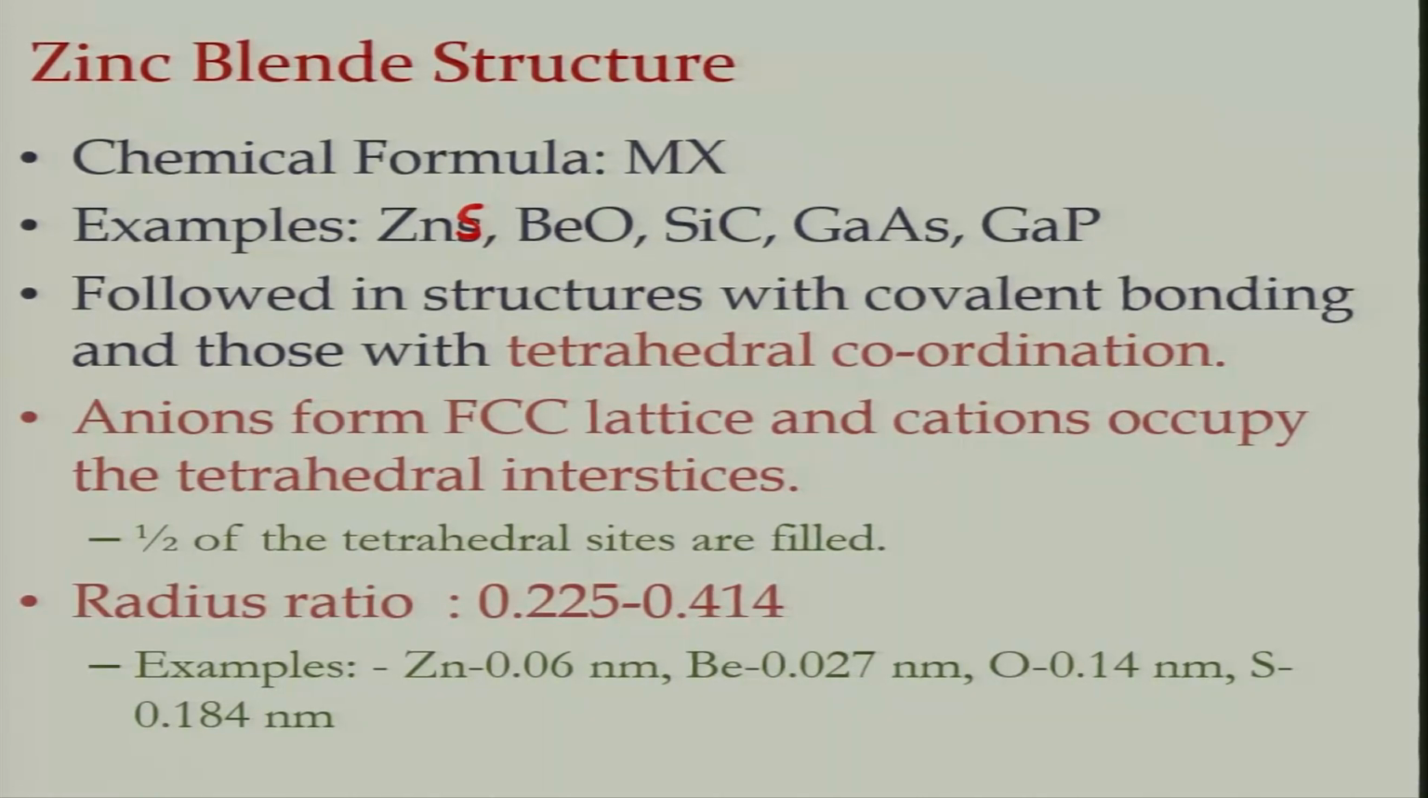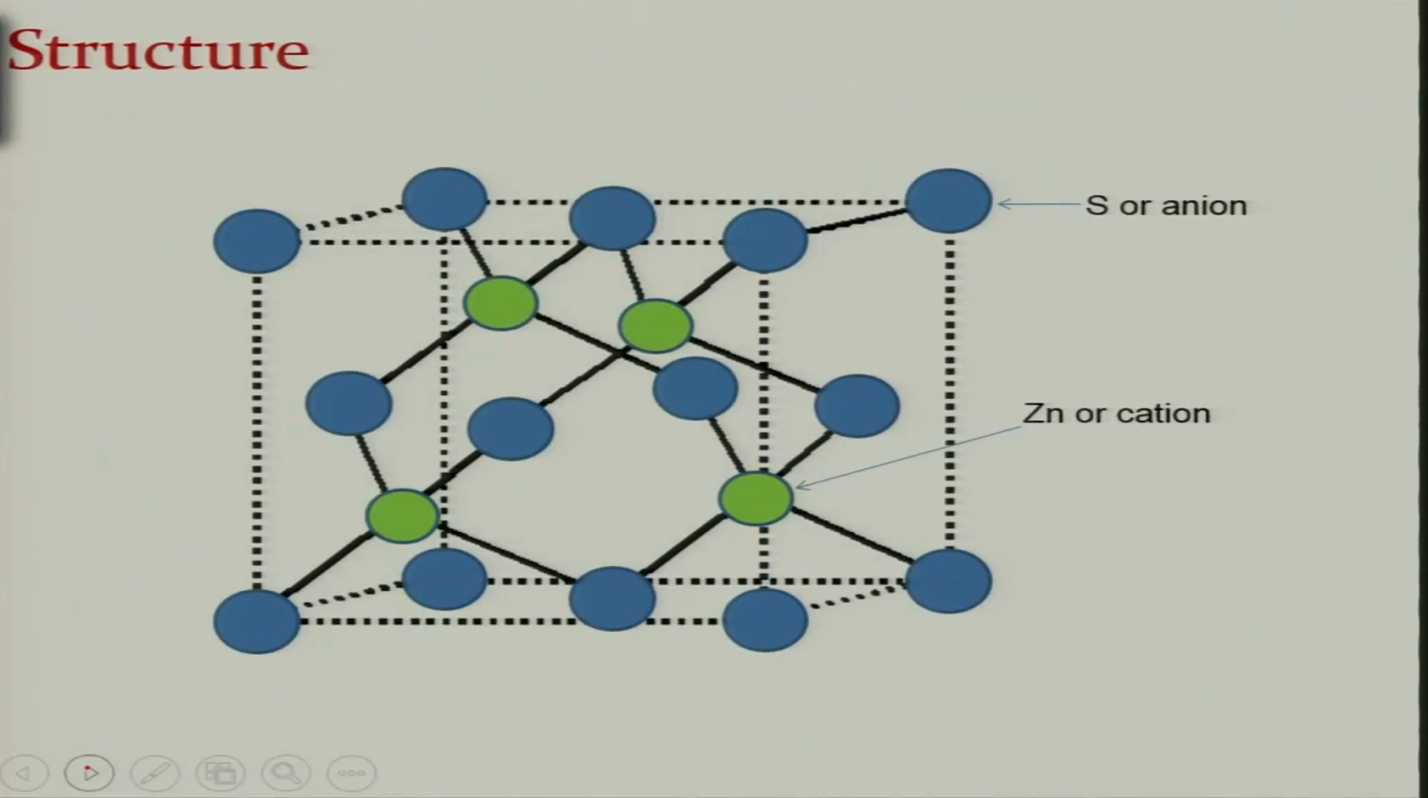So, the coordination of both anions and cations is tetrahedral or fourfold coordination, and the radius ratios for these kinds of materials fall in the range 0.225 to 0.414. Zinc has 0.06 nanometer. You can determine all these radii and then determine the radius ratios. Sometimes there may be off radius ratio structures which still show zinc blende, but that is determined more by the bonding than by the radius ratio. It does happen in some cases, but by and large they do fulfill the criteria.